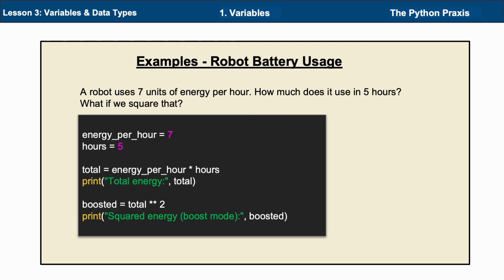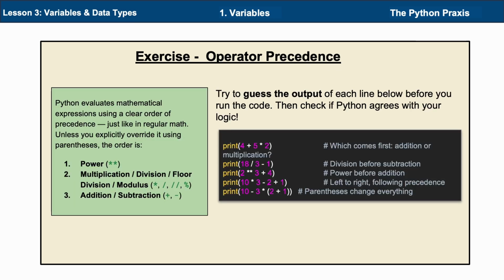Here's another scenario. A robot consumes 7 energy units per hour. We want to find out how much energy it uses in 5 hours, and then see what happens if we square that number. energy_per_hour = 7, and it works for 5 hours. So total = energy_per_hour * hours. And boosted = total ** 2. Then print the squared energy in boost mode. Now we know both.